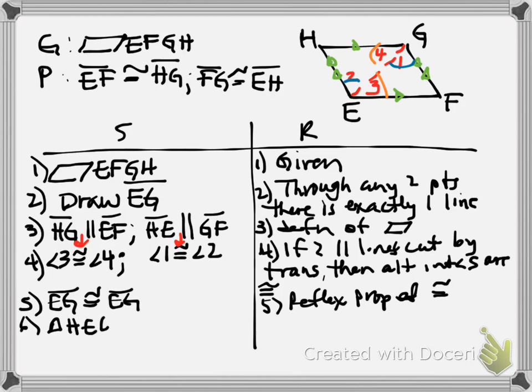HEG is congruent to F. Now E went with angle 2, and what matches angle 2 is angle 1, so that's at G. And what matched angle 4 was angle 3, and that's at E. And what's the reason those two triangles are congruent? Angle, side, angle postulate.